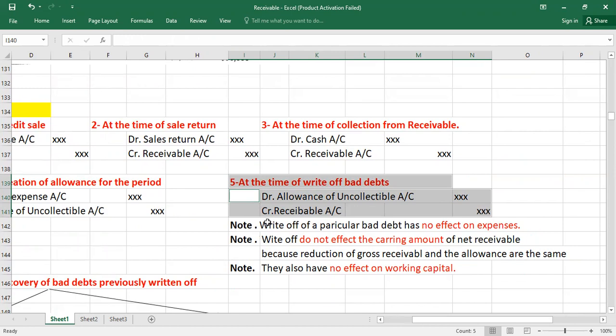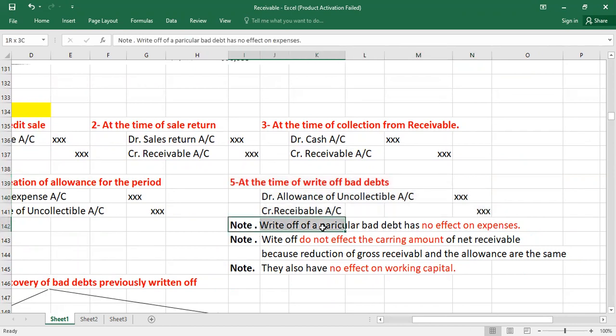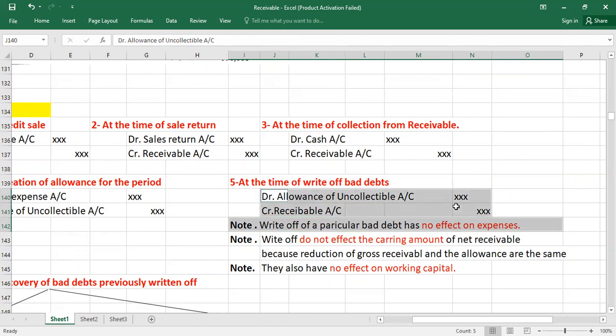Here you need to remember, the examiner can ask you a few questions. Number one, at the time of write off of bad debts, is there any impact on the profit? So you should remember these three notes. Note one, write off of a particular bad debt has no effect on expense. You can see there is no debit expense or credit expense, so at the time of write off it is not going to affect the expense or income. Second note, write off does not affect the carrying amount of net receivables, because the reduction of gross receivables and allowance is the same.